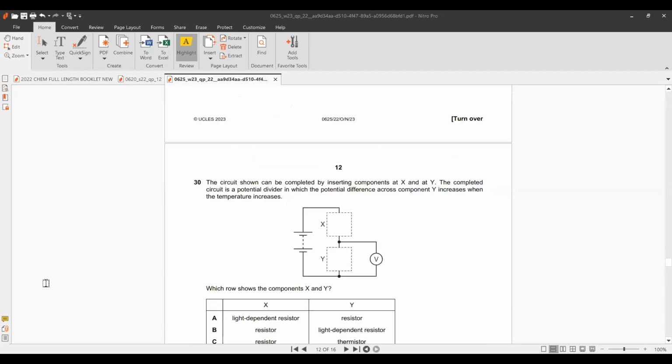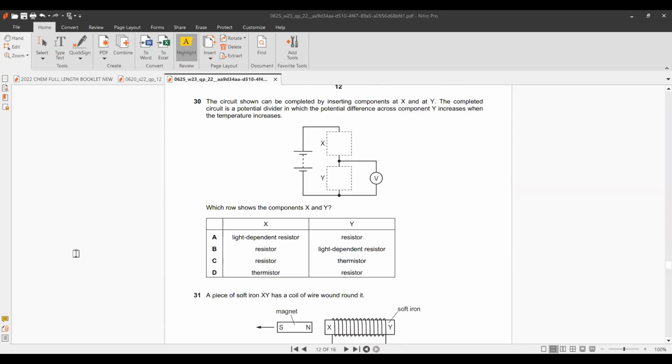Moving on to the next one. They have asked us to identify the components that must be attached in the circuit at point X and at point Y. It is a temperature dependent circuit, which means we're going to go for option C and option D. We know that for a potential divider circuit, this is V in, this is V out. What is the formula for V out? Resistance across Y divided by R X plus R Y, into V in.